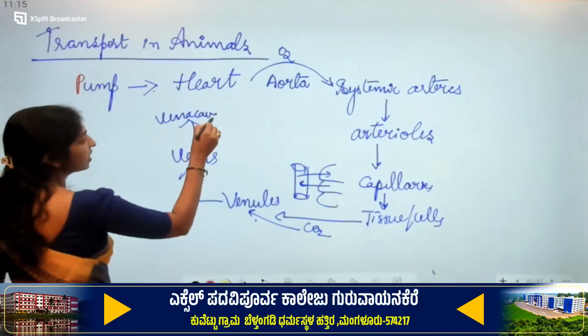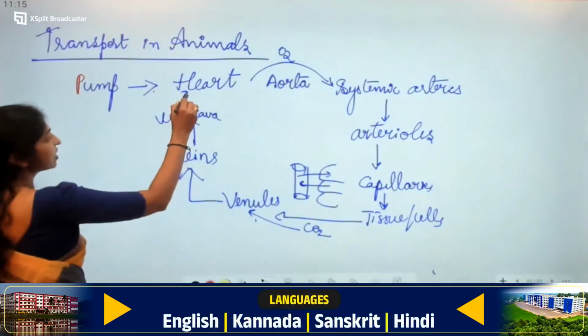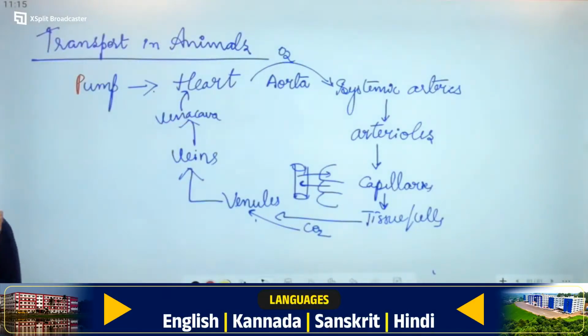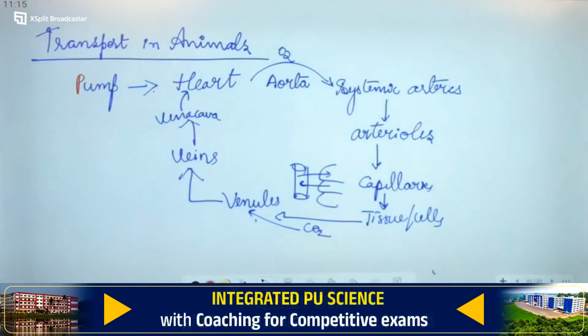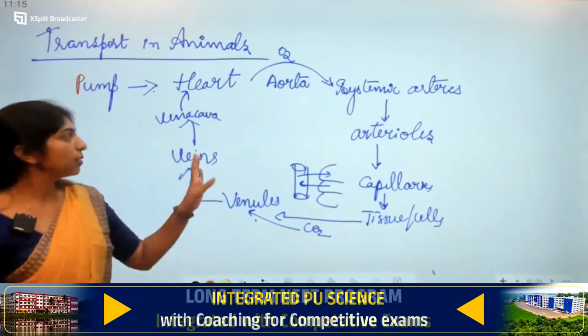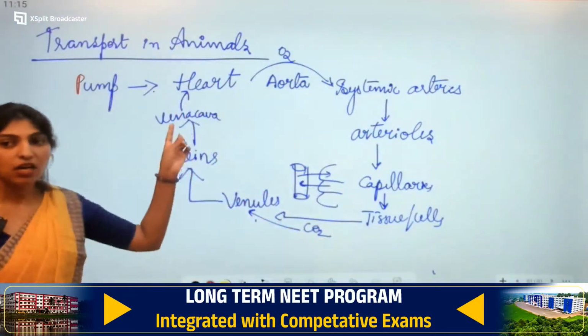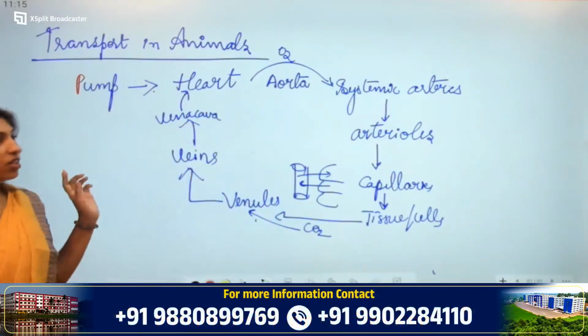Which are the major veins? Vena cava, correct? And this vena cava will pour the deoxygenated blood to the heart. This is how the transport will take place. Understand the concept. This is given in your textbook. Remember, it is a very simple concept: how exactly the blood is carried away from the heart and towards the heart.